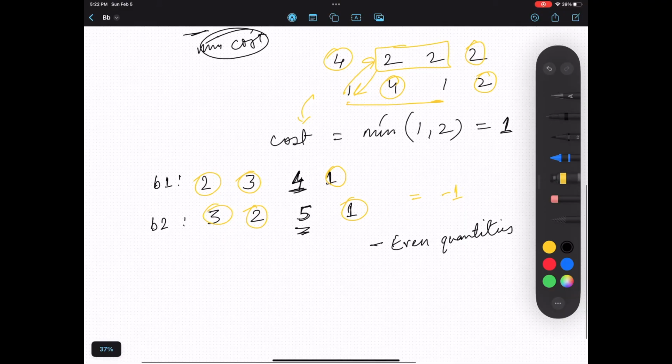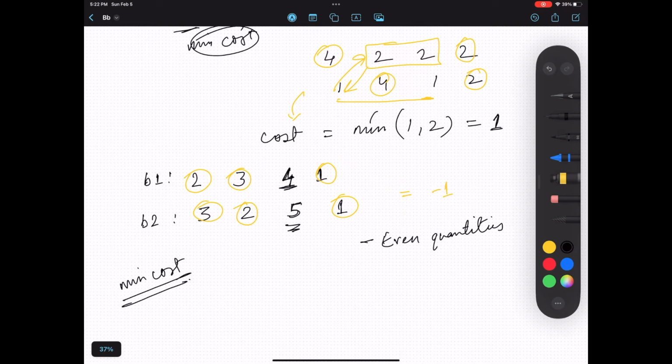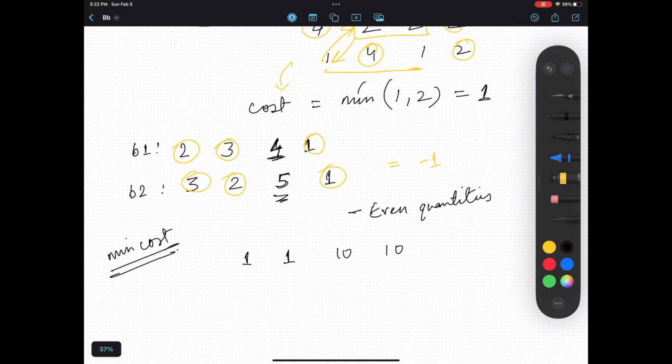Now we come to the second part of the question, which is the minimum cost. How to find the minimum cost? Let's take an example. Let's see, we have 1 1, and then we have 10 10. And here we have, let's say, 100 100, and we have 2 and 2.